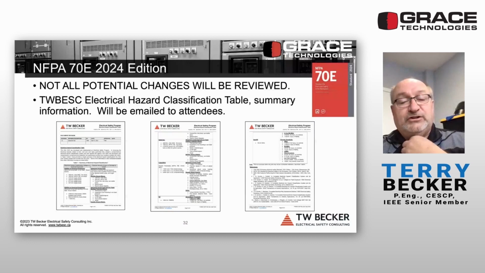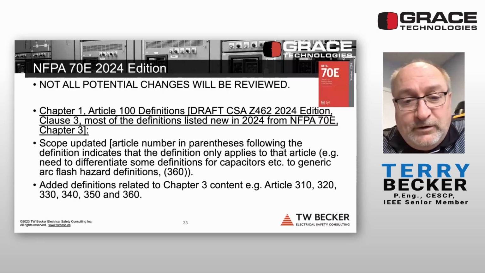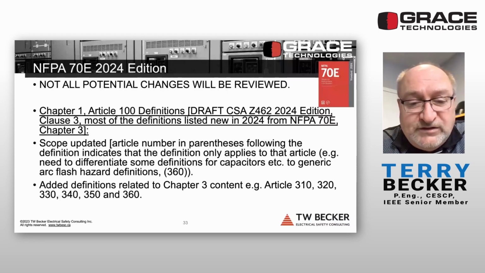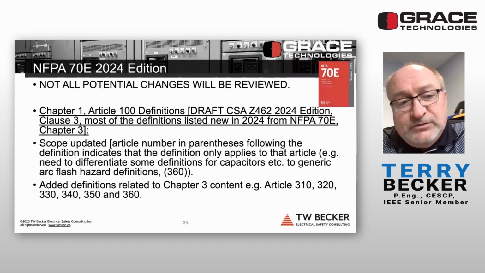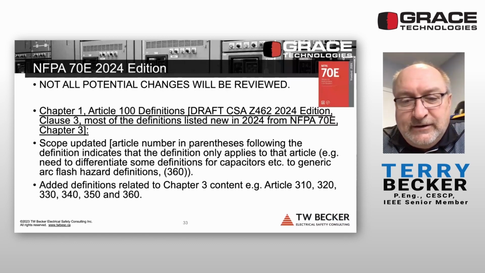So in Chapter 1, Article 100 definitions, and the draft Z462 Clause 3, we've accepted most of these definitions, probably all of them, but we're going to present them differently. And it's really important that you note this syntax presentation of the definition. Definitions were extracted from Chapter 3 and moved into Article 100. And to keep things clear, some of those definitions only apply to specific electrical equipment, so you're going to see this new bracket behind a definition. This is important with respect to capacitors, because there are two new boundaries for capacitors that only apply to capacitors, and the definitions therefore only apply to capacitors. So pay attention to this change: if a definition is in brackets, it only applies to that chapter and article.